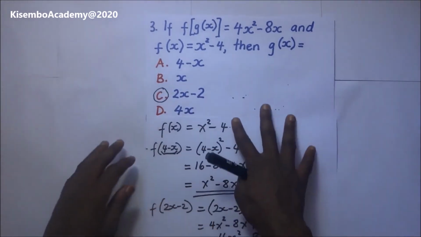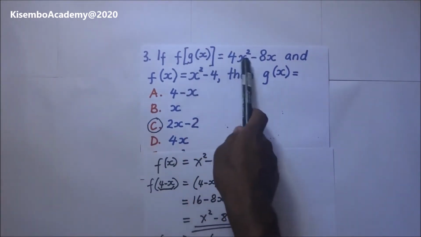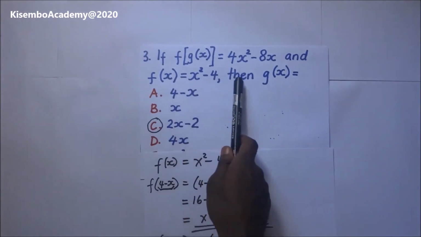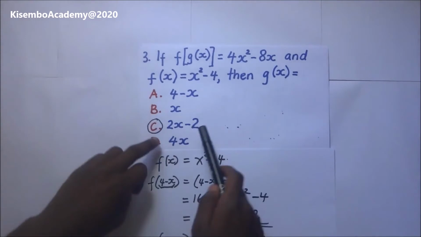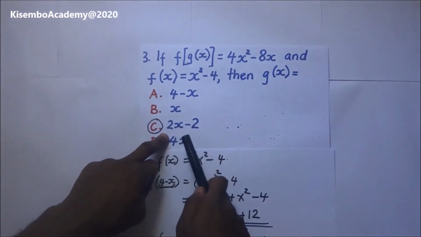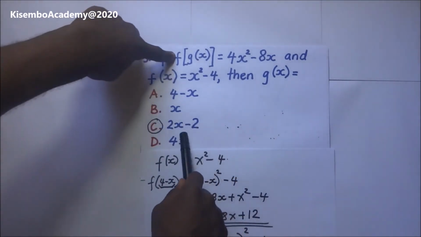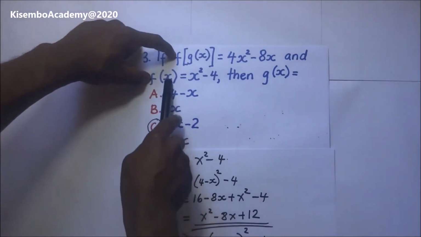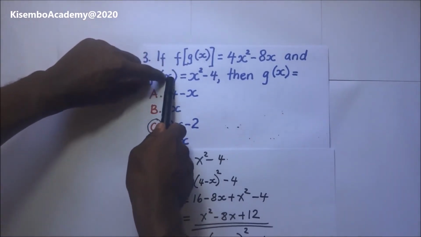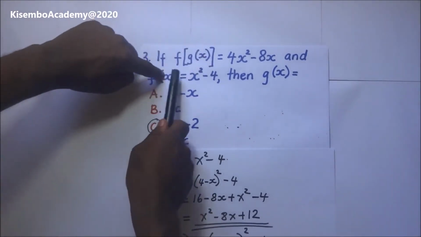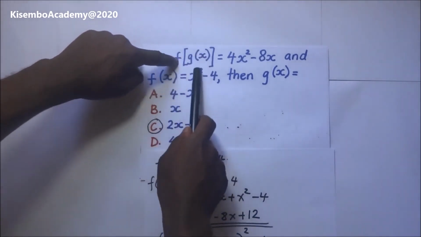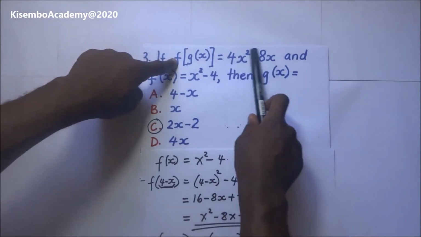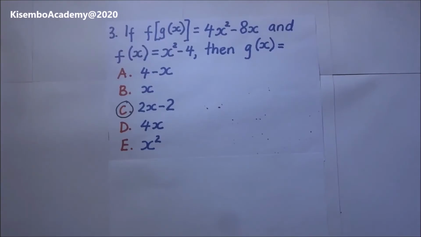So the question again: if this is equal to that, and this composite function equals that, it means that g of x is going to be 2x minus 2. In other words, if the input to f is the function 2x minus 2, then our output is going to be that. So that was one way of doing this.